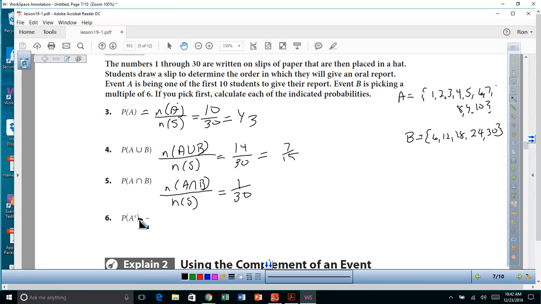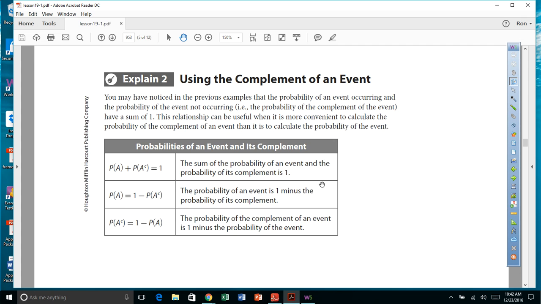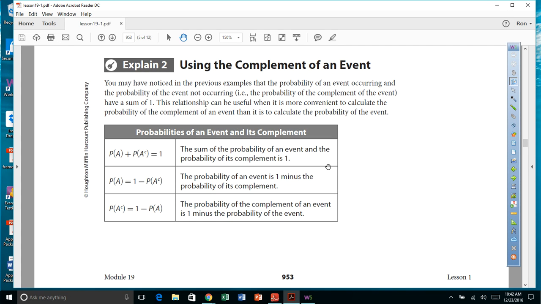And then the A complement. That's going to be the number of A complement over the number of S. So how many is in A? 10. Well, 30 minus 10 is 20, so that's going to give you 20 over 30, which is 2/3. Not bad, not bad.